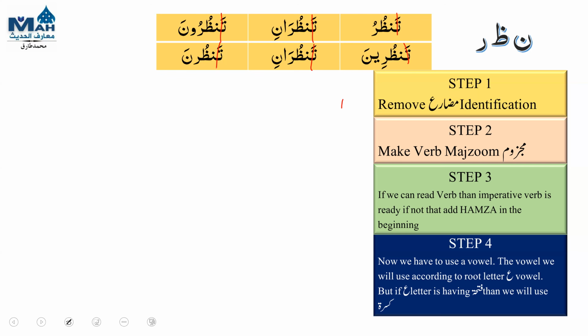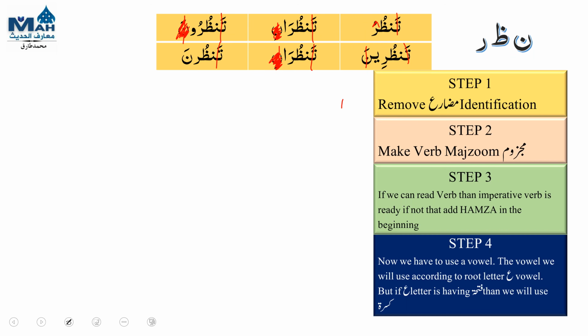Step 2, make the verb majzoom. Very good. The first one will be the same, and then from the dual we will remove the noon. From the third person masculine plural, we should remove the noon and add alif. Very good. Okay, so now the next step.